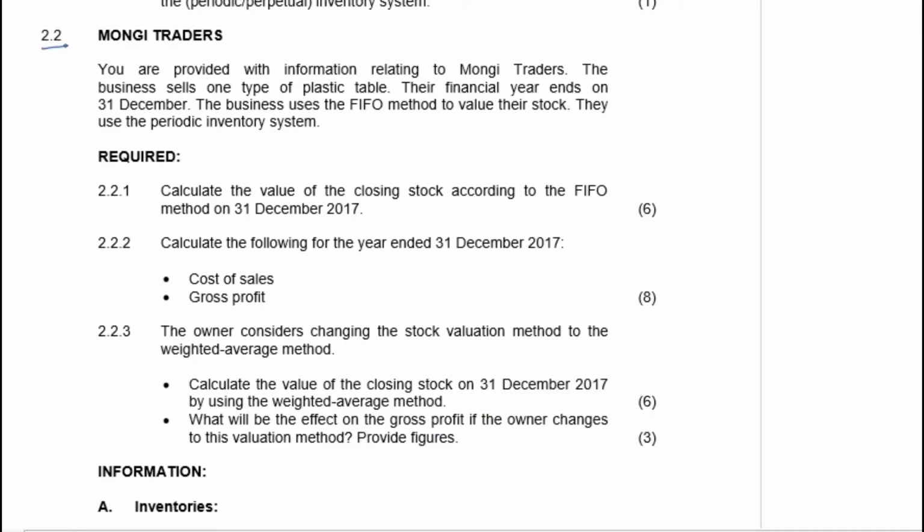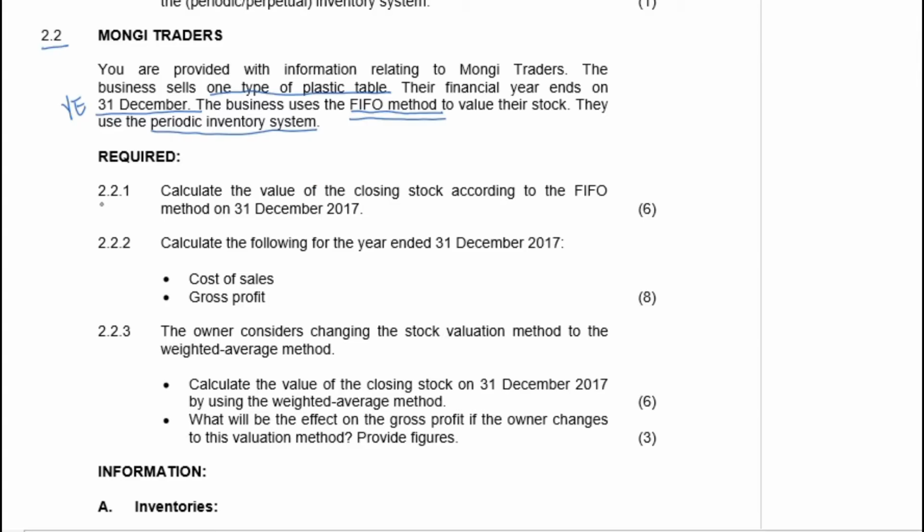In 2.2 Mongi Traders, it states that you are provided with information relating to Mongi Traders. The business sells one type of plastic table. Their financial year ends on 31 December. The business uses the FIFO method to value their stock. They use the periodic inventory system.